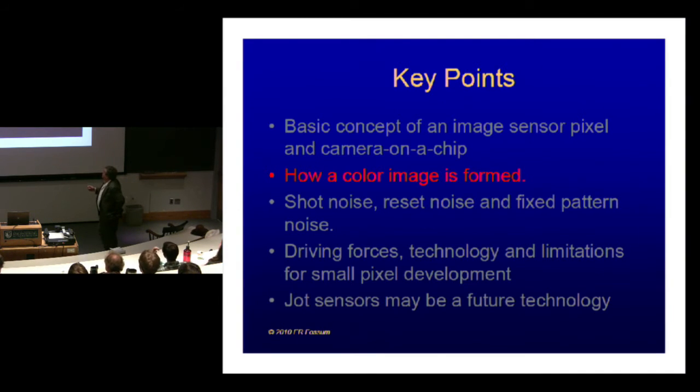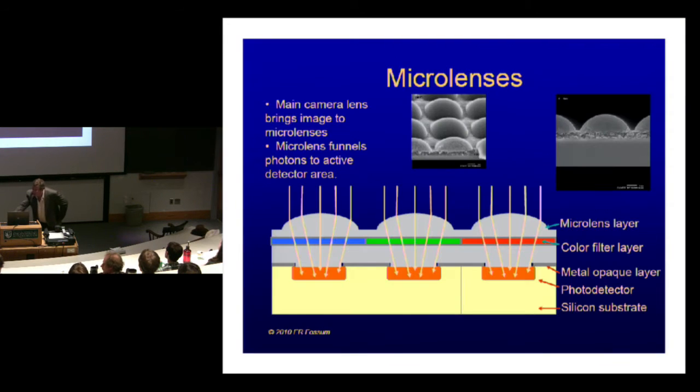Okay, so that's the basic concept. Let's talk about how a color image is formed. So the light comes into the sensor. This is kind of a cross section. Light or photons come in. The first thing they go through is a microlens. Here's a SEM photograph of some really tiny microlenses on the chip.